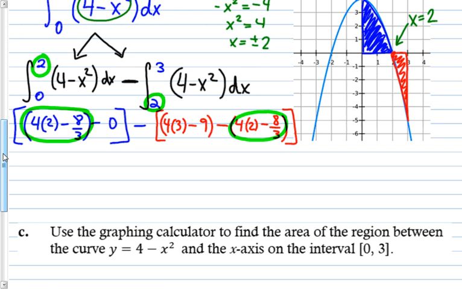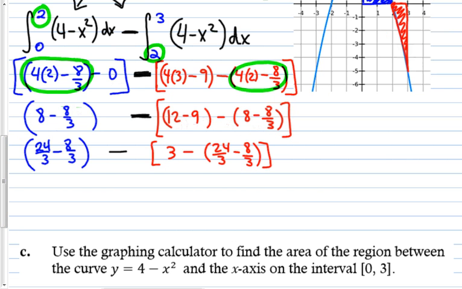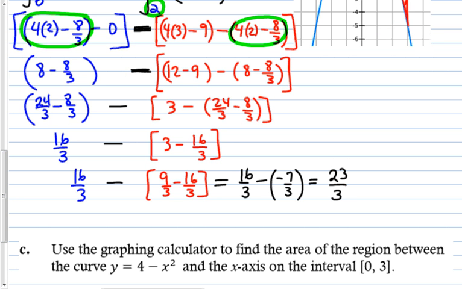All right, so do a little bit of math. Okay, so I did some math there. A little bit of more math. All right, and then I finished it off. And I got 23 over 3. Very different from our answer from part A, which was 3. 23 over 3 is roughly 7.66666, right? So it's a way bigger area.